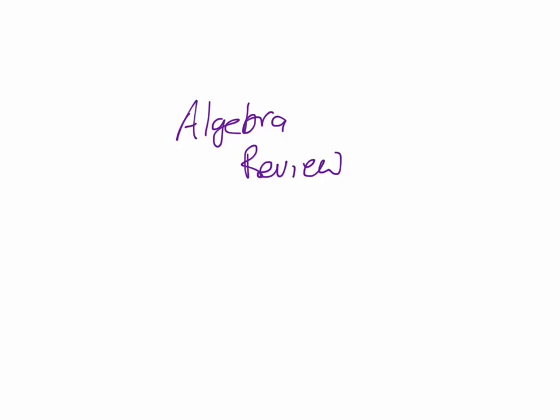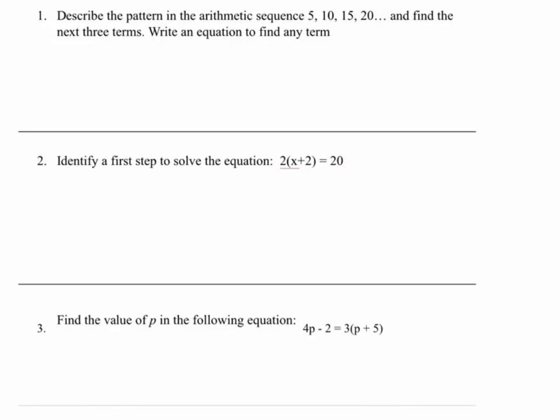Alright, so here's the beginning of your algebra review. Find the next three terms. Well, look, it's 5, 10, 15, 20. So my next term would be 25. Then what? It's going up.